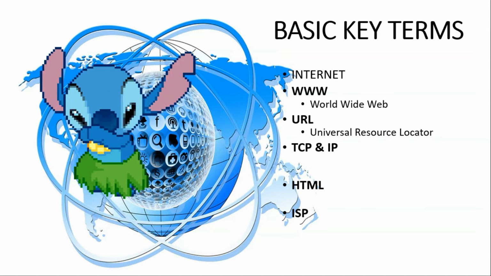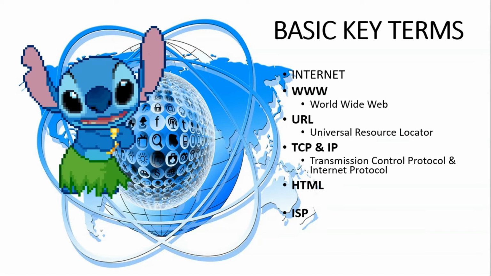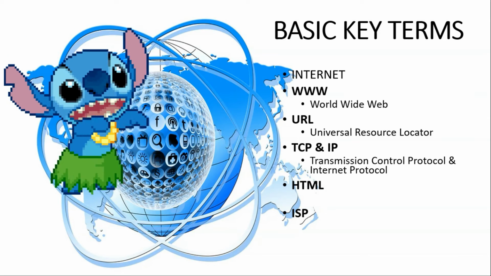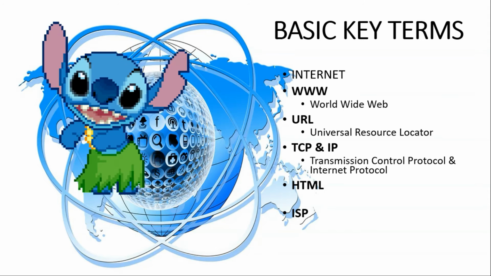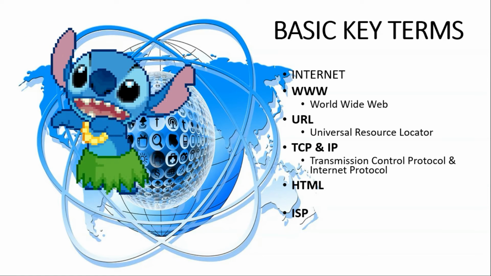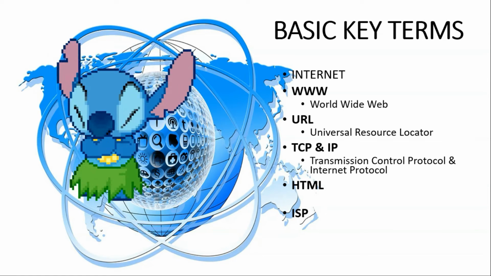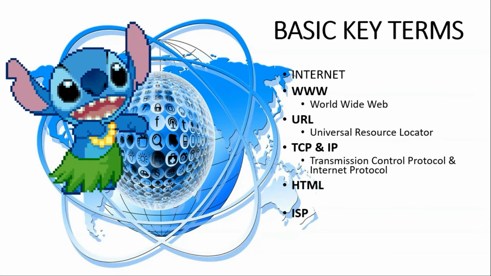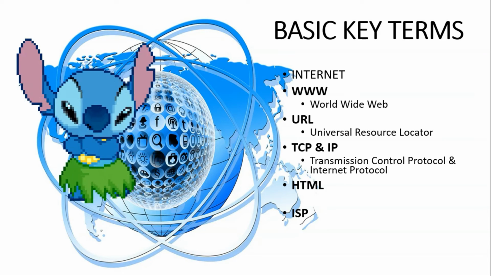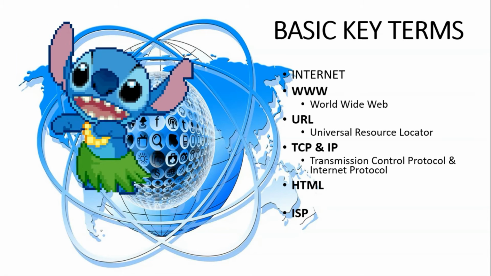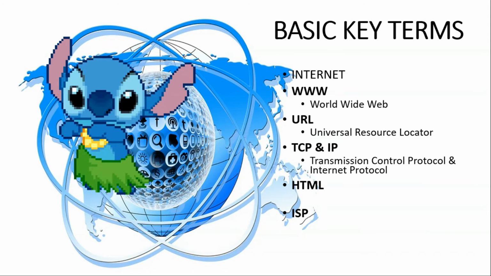Next is your TCP and IP, which means Transmission Control Protocol and Internet Protocol. So what is your TCP IP? Your TCP IP is a networking standard that allows two or more computers to communicate. Nakuha? Okay, without your TCP IP, there would be no communication among computers.